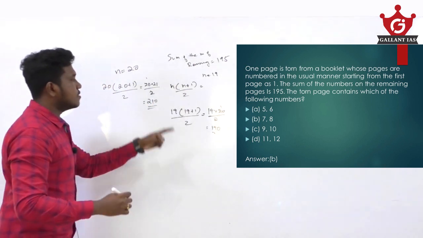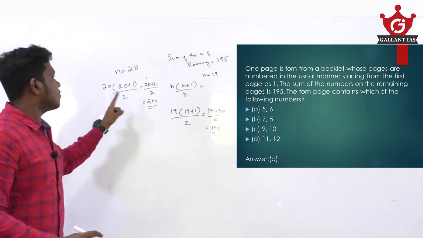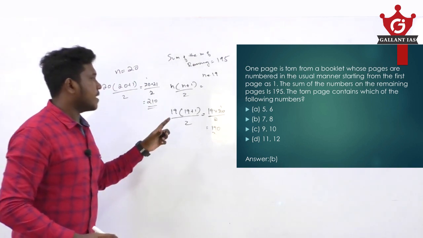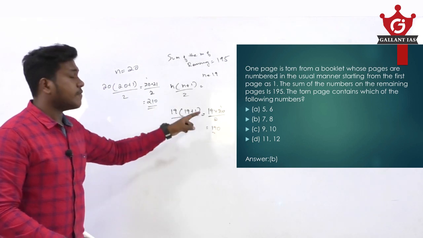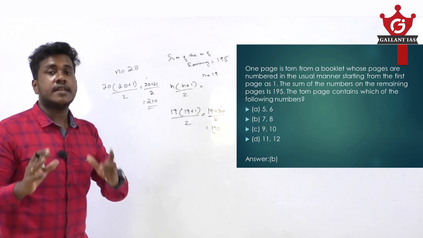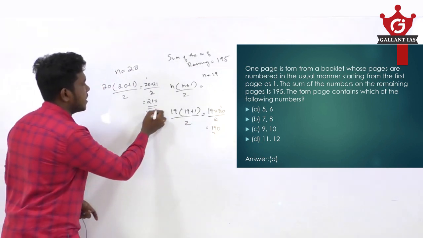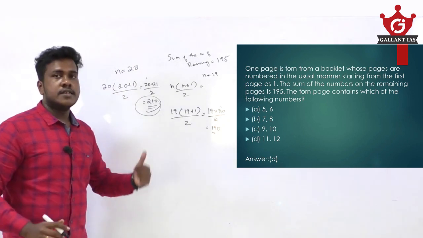Yeah, that is when you substitute 19, you got it as 190. When you substitute 20, you got it as 210. That means the value 195 is actually between 190 and 210. And the greatest nearby value is nothing but 210.